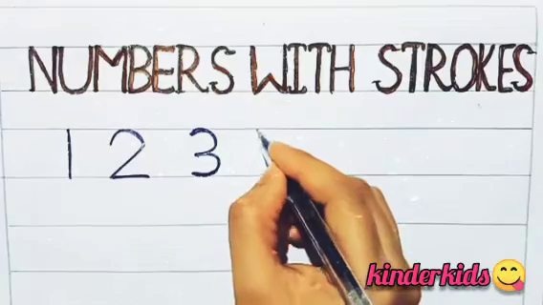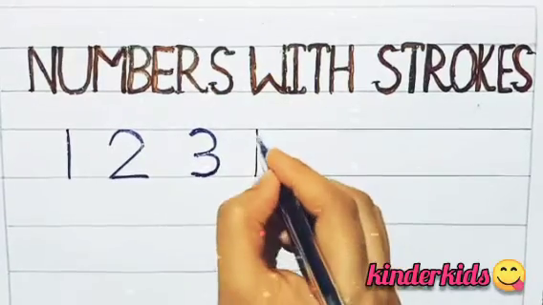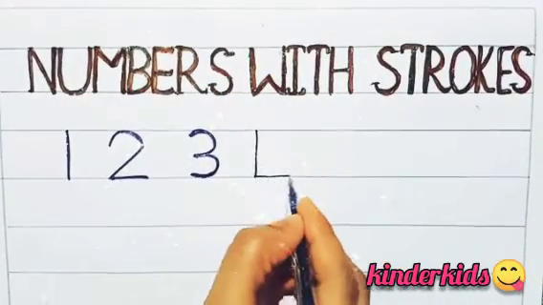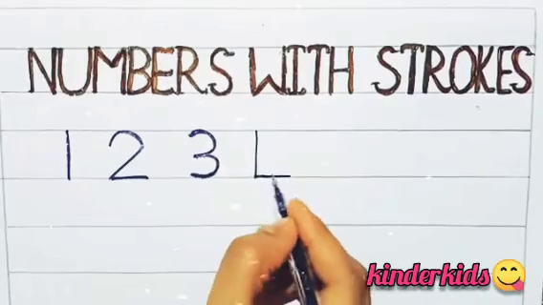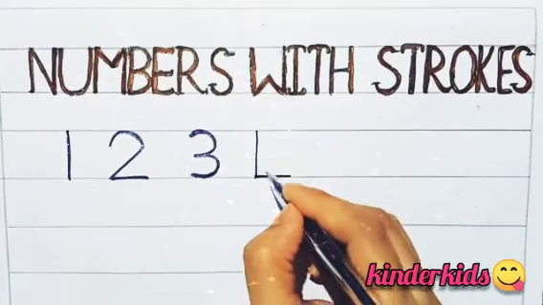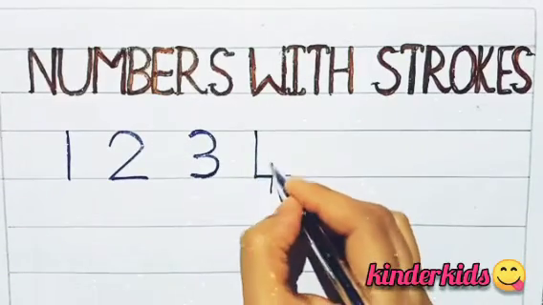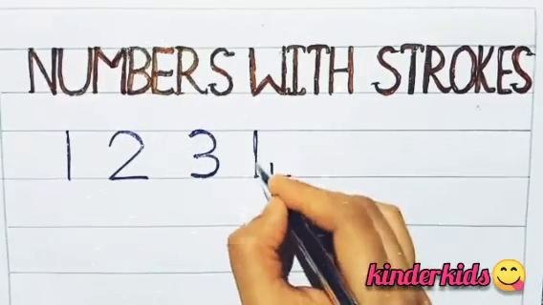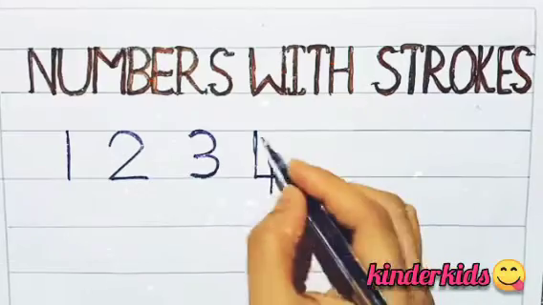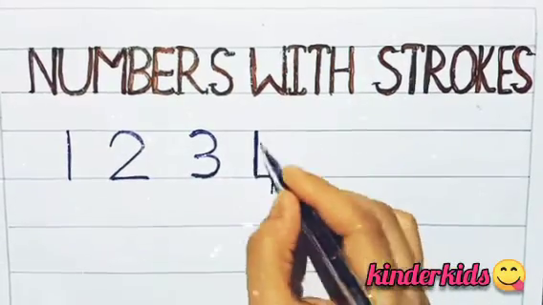Next, standing line, from here we have to write a sleeping line, and in between that we have to write again a small standing line. Standing line, sleeping line, standing line makes four. In this way we write four.